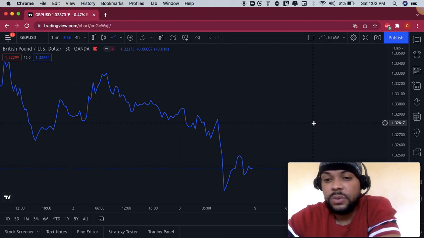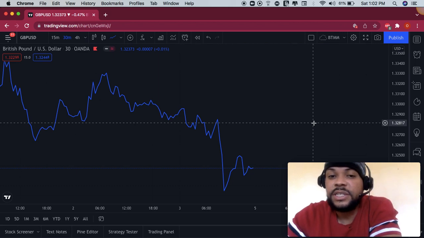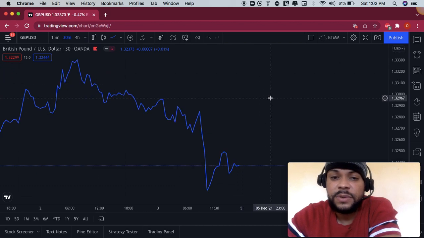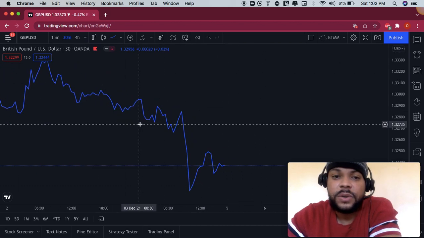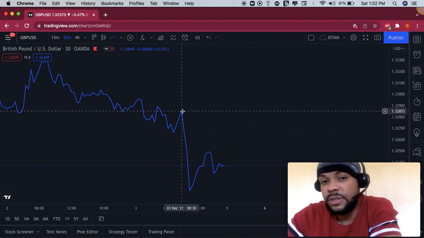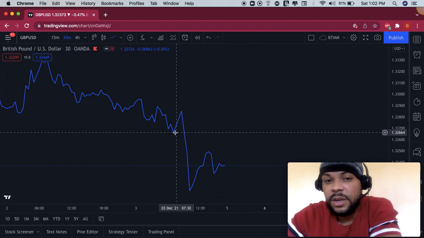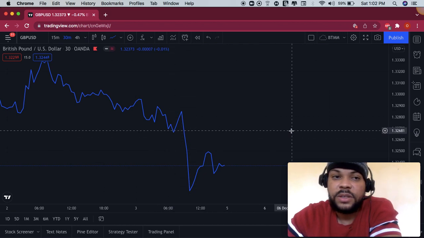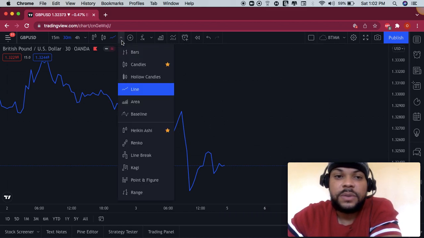So for those of you who know about support and resistance, the line chart is very good to help you see exactly where these zones are. So for example, right here we can see that this is a possible resistance zone. You could draw right here, another one would be right here as a support. So this is one way that we use a line chart when trading. Another one is, let me look at the Renko chart. Let me look at bars first.